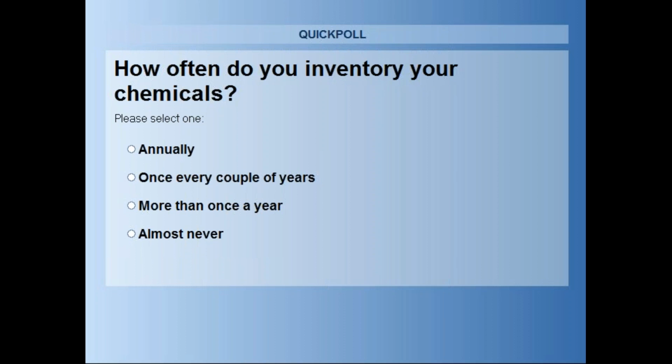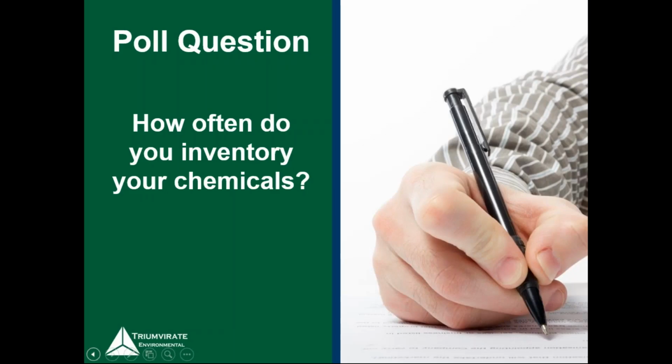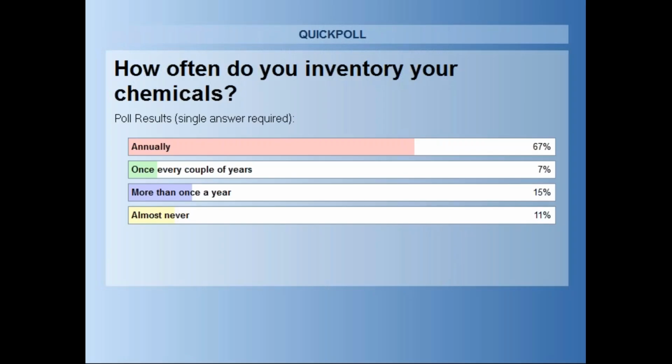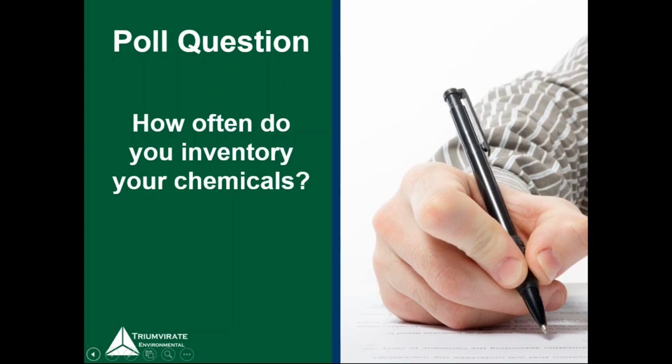All right, just about there. So we're going to push these results out, and 67% review annually. So that's good, and 15% more than once a year, 11% almost never, and another 7% once every couple of years or so. So that's good. I mean, that shows that most people are doing this at least annually, if not more.